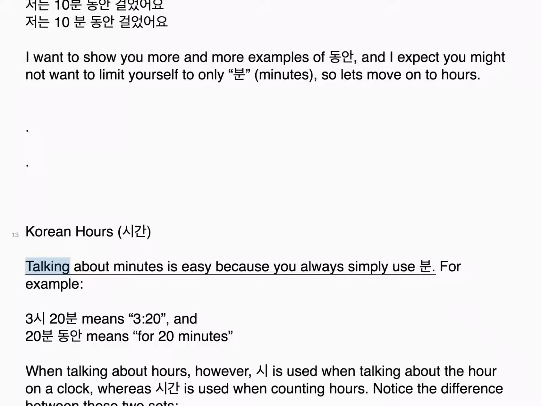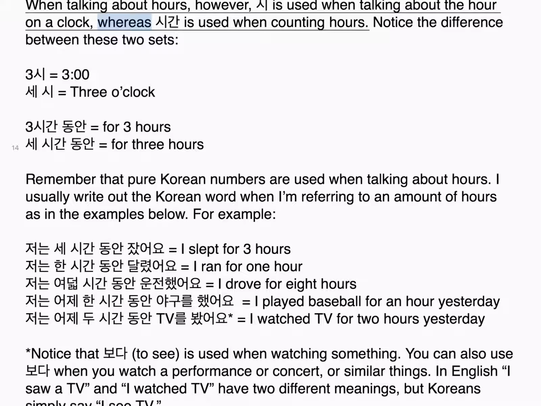시간. Talking about minutes is easy because you always simply use 분. For example, 3시 20분 means 3:20, and 20분 동안 means for 20 minutes. When talking about hours, however, 시 is used when talking about the hour on a clock, whereas 시간 is used when counting hours. Notice the difference between these two sets.